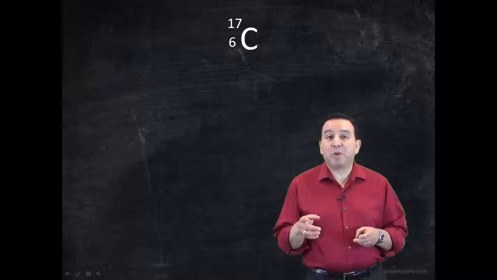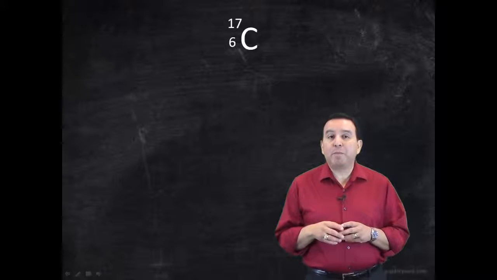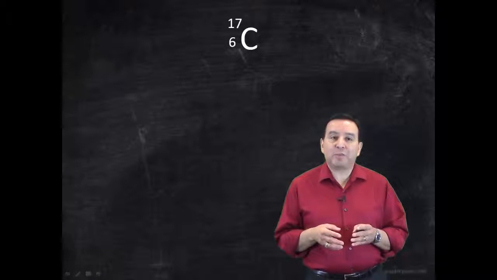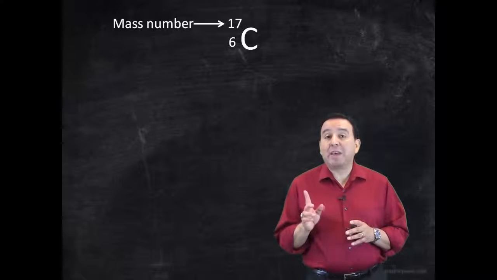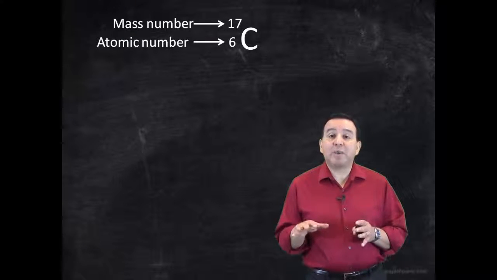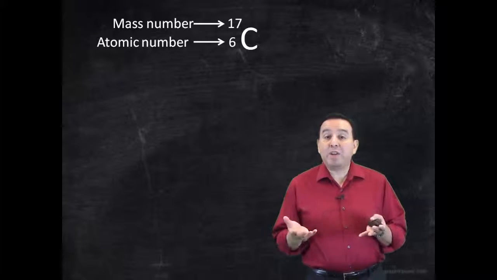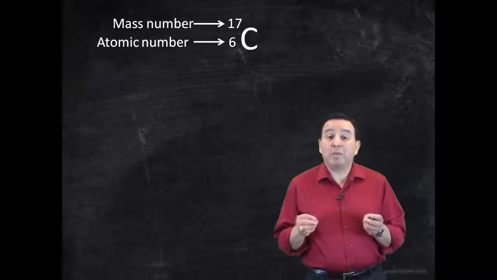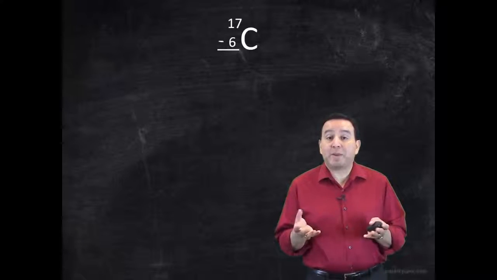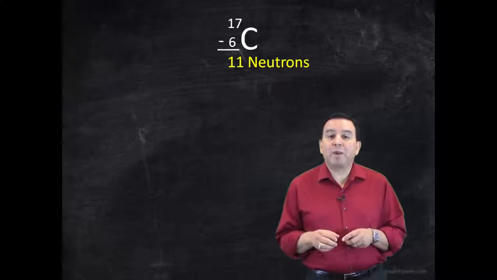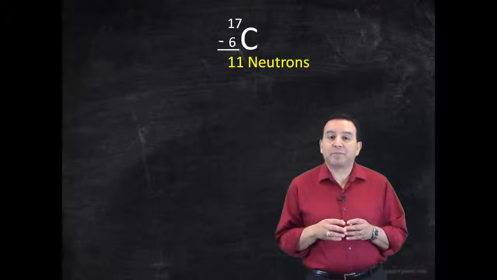In some chemistry books, you will see an element written with numbers like this. This is the second way to write an isotope. The 17 on top is the mass number, and the 6 on the bottom is the atomic number, or the number of protons. So when asked how many neutrons are in this element, how do you solve this? Well, you just set it up like a simple subtraction problem. 17 minus 6 will give you 11 neutrons.